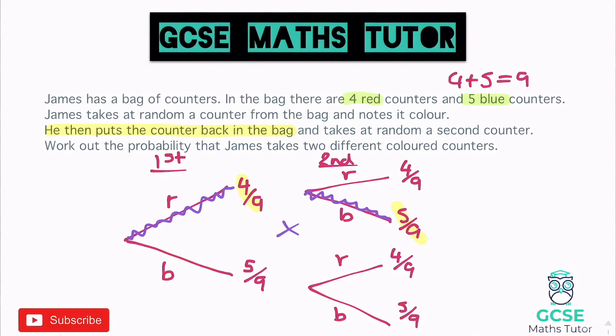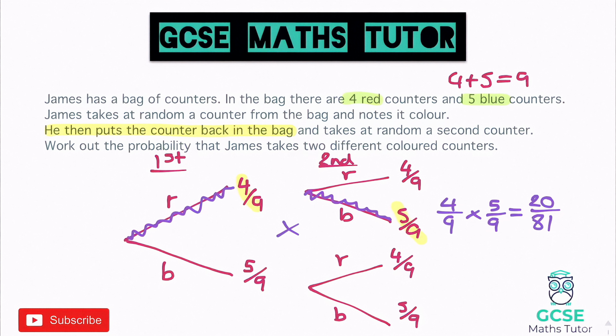So if we times them together, we've got 4/9, and we're going to times that by 5/9. And that's really nice and easy. Not to forget, when you're multiplying fractions, you multiply the top numbers. So 4 times 5 is 20, and 9 times 9 is 81. So the probability of getting a red and then a blue is 20 out of 81.